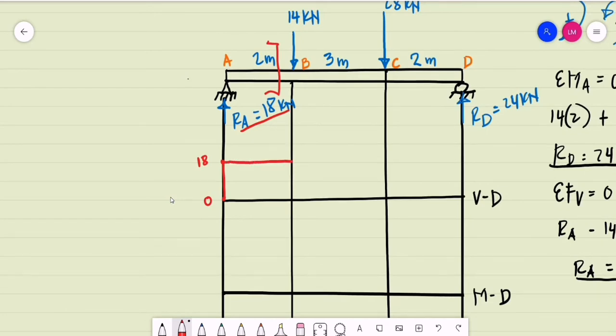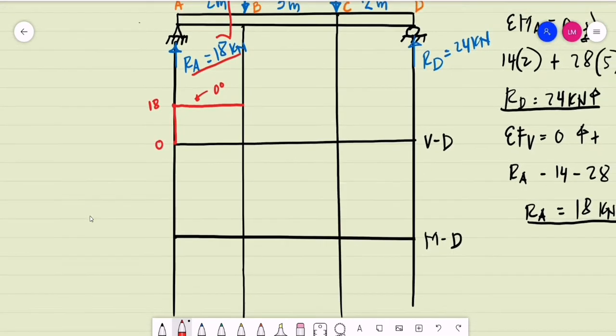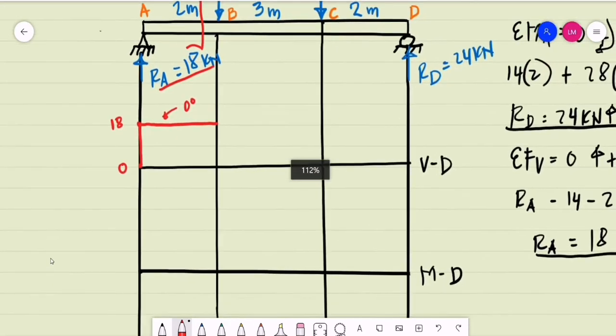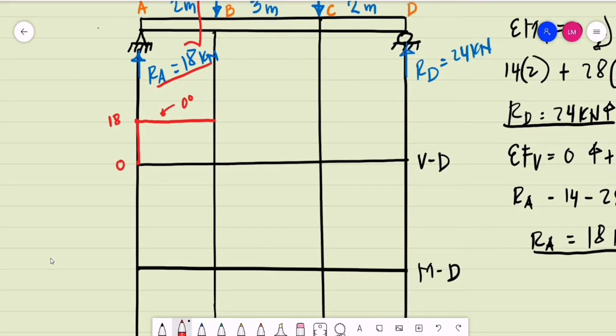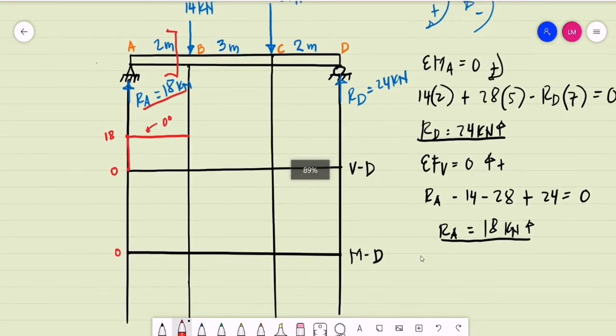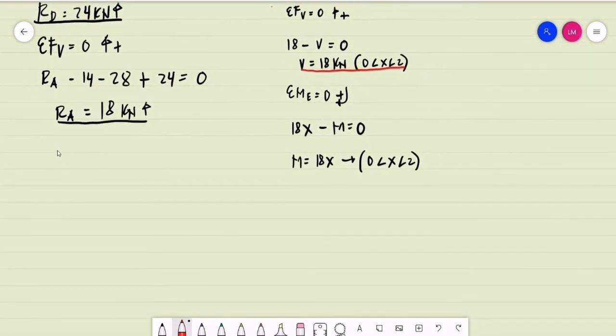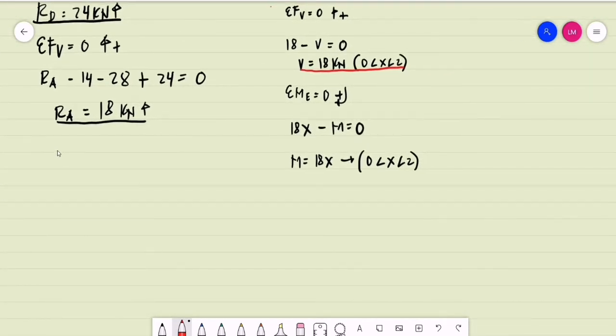So a horizontal line is a graph with a 0 degree. What about the moment? What will be the moment at segment AB? We are starting at 0. For example, we consider a point just before point B, where the value of x is approximately 2 meters.